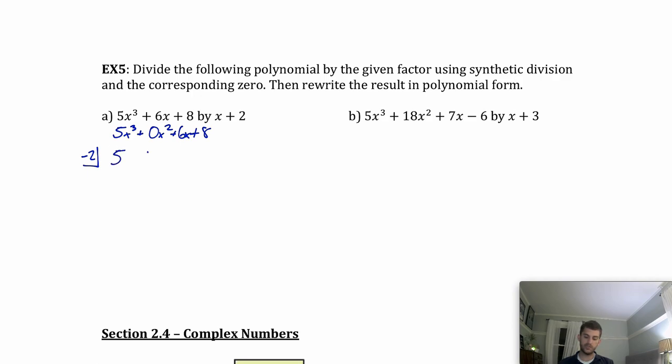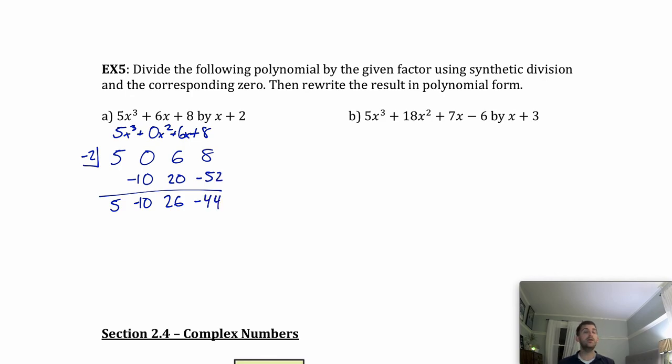Coefficients are 5, 0, 6, and 8. Drop a line down below. We end up with bringing that 5 down. We're going to multiply that by negative 2. We get negative 10. 0 plus negative 10 is negative 10. Negative 10 times negative 2 is positive 20. 6 plus 20 is 26. Negative 2 times that 26 gives us negative 52. 8 plus negative 52 is negative 44.